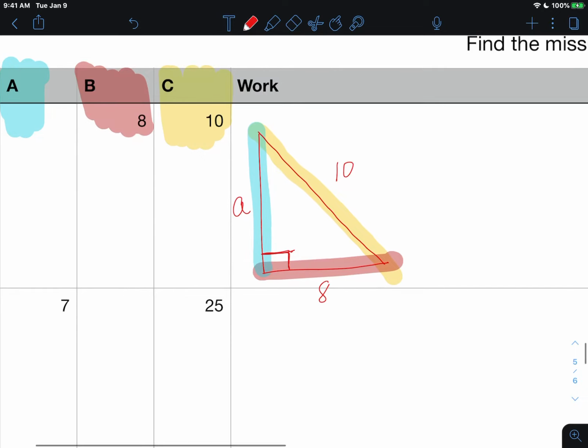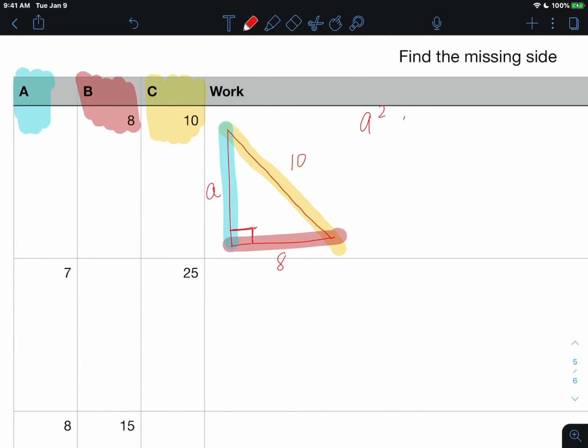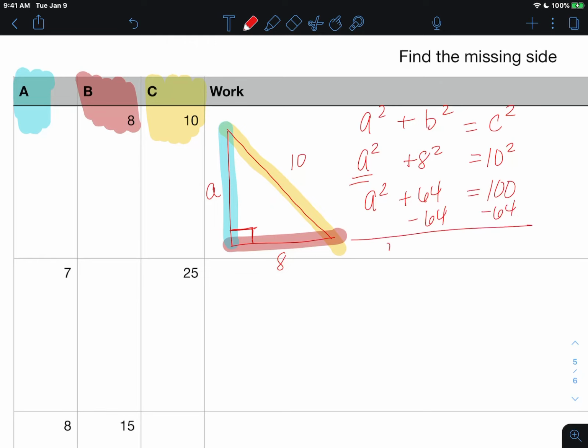I don't know A. So whenever I write this into my formula, A squared plus B squared equals C squared, I can fill in B and C, but I don't know A. And that's who I'm looking for. So I'm going to go ahead and solve this one. A squared plus 64 equals 100. Let's go ahead and get that A by itself. Okay, take the square root to get rid of that square. And I find out that A is equal to 6. So I would go ahead and write it in here.